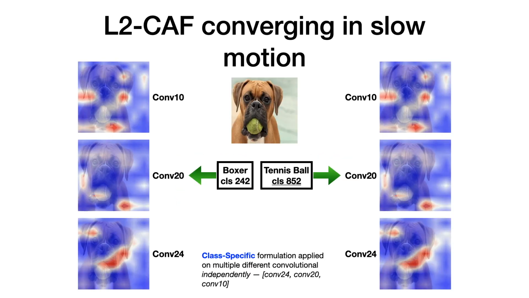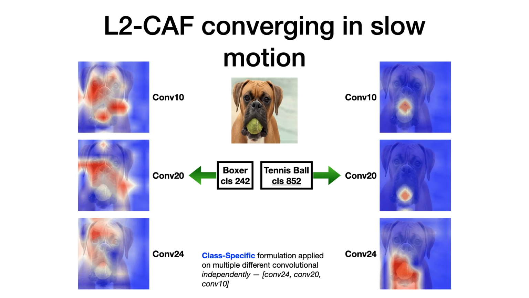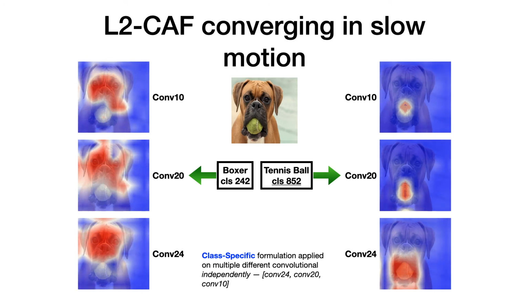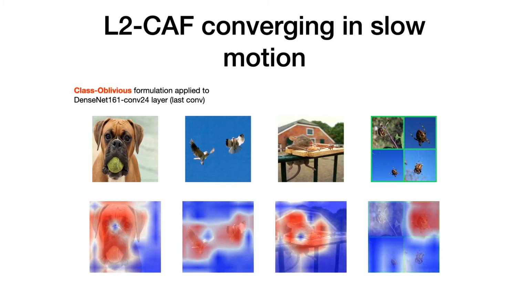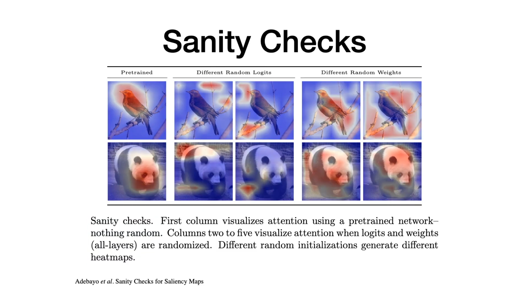The class-specific L2-CAF can localize attention for different objects in a single image. L2-CAF supports feature embedding networks as well. More qualitative results are presented at the end of this presentation. L2-CAF passes the attention visualization sanity checks. The attention map changes when the network layers are randomly initialized. This indicates a high dependency between the generated attention map and the network weights.